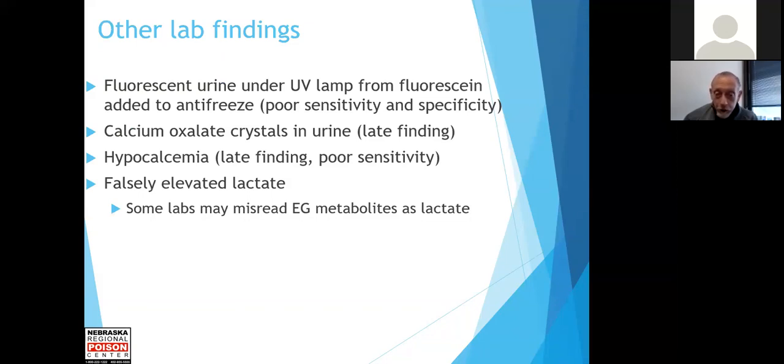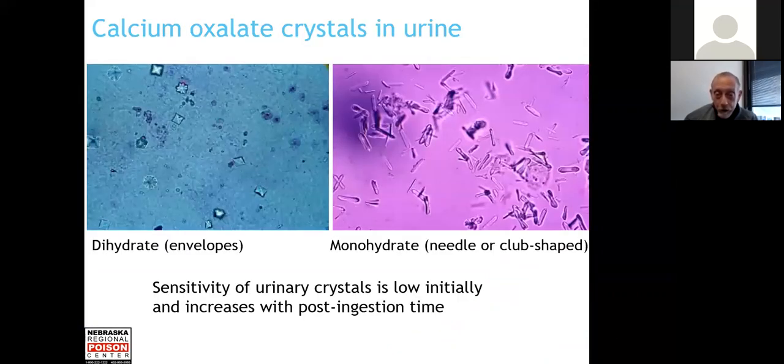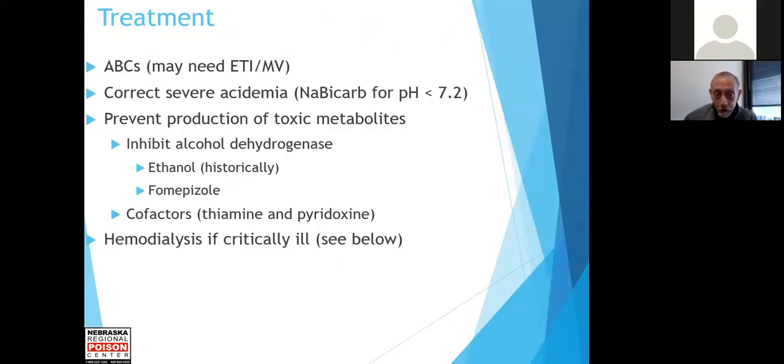As we mentioned, the crystals are a late finding. You can sometimes see some hypoglycemia. The urine may fluoresce under an ultraviolet lamp because of the fluorescein that's added to a lot of antifreeze brands, but you can't really rely on that. These are the two forms of calcium oxalate crystals. They're kind of cool if you can see them, but you can't rely on it. It's got to be a spun urine. It's a little easier to see in a polarizing microscope, but it's not absolutely necessary.